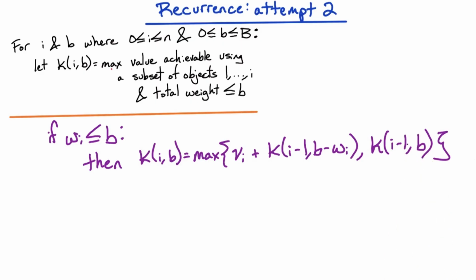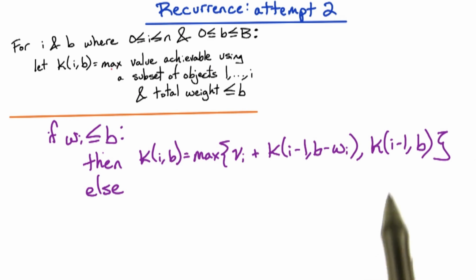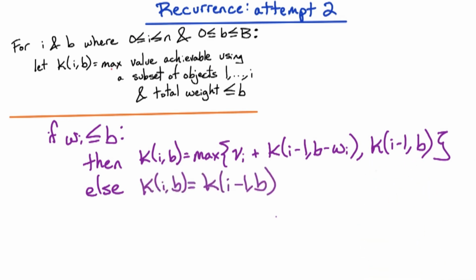And we're going to take the best of these two scenarios, which means we're going to take the max of these two entries. In the other case, the weight of object i is strictly larger than little b, and therefore it can't get included in the backpack. So then our entry K(i, b) is just going to be the second scenario. This defines our recurrence, but to be complete, let's define the base cases, and then we can go ahead and write the pseudocode for our dynamic programming algorithm.